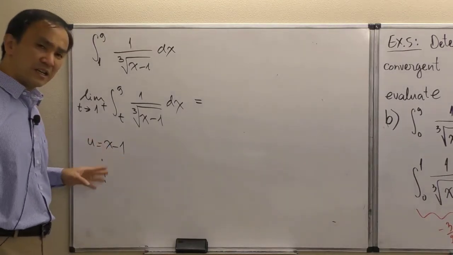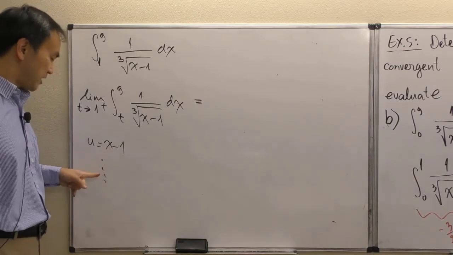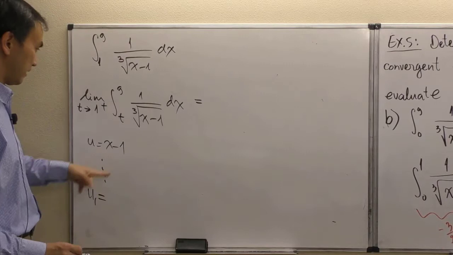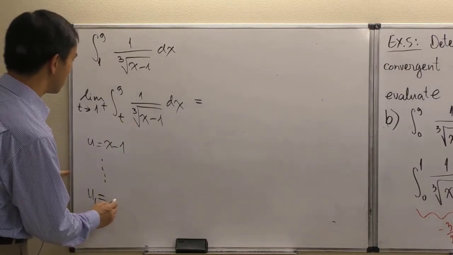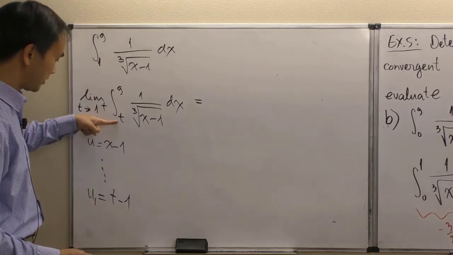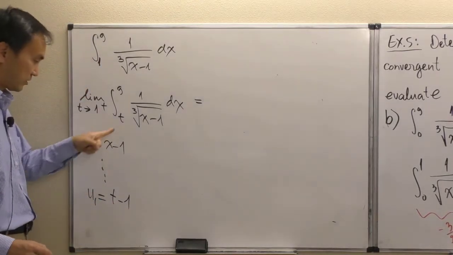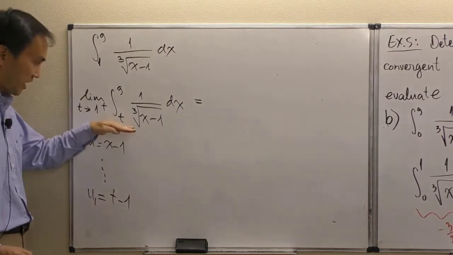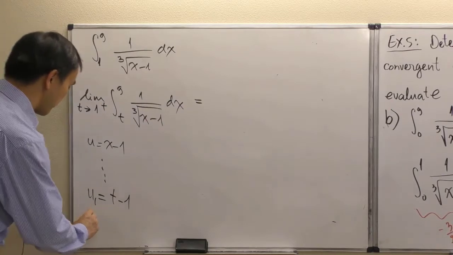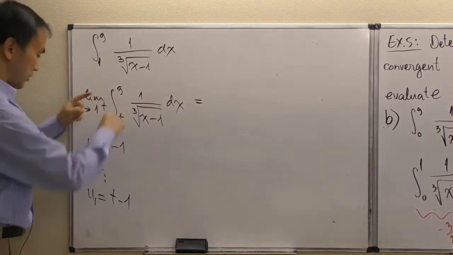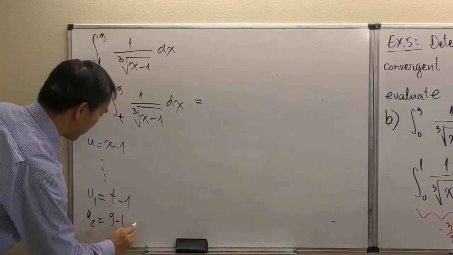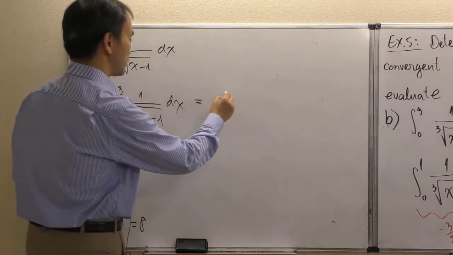So allow me to skip the major part of the work. u1, when x equals t, is t minus 1. When we substitute t into the u substitution, t minus 1 equals u. That's the lower end of our integral. For the upper end, u2 is 9 minus 1, which gives me 8. So now this is what my integral becomes.